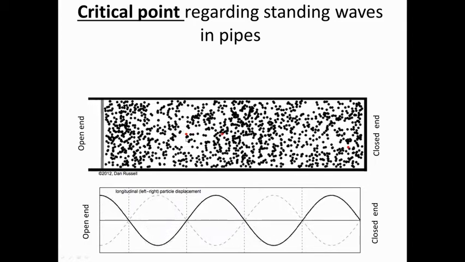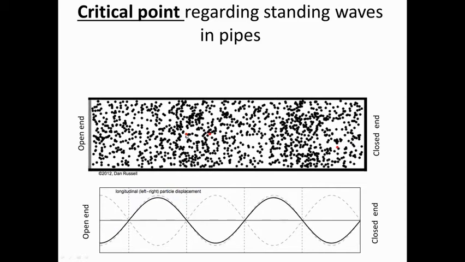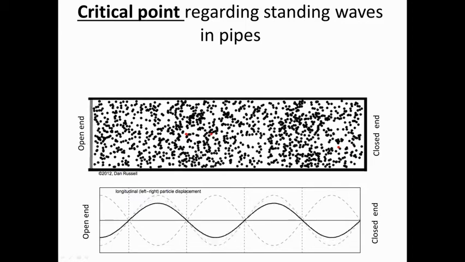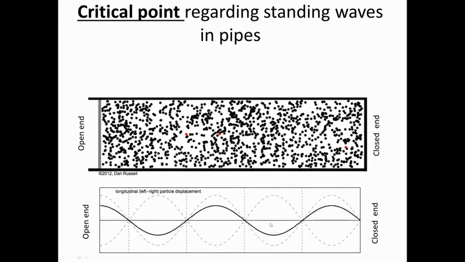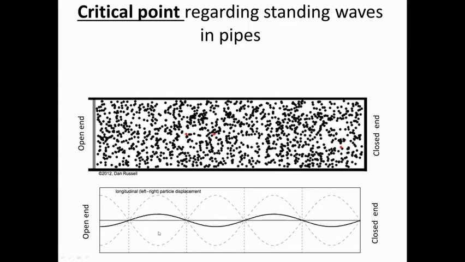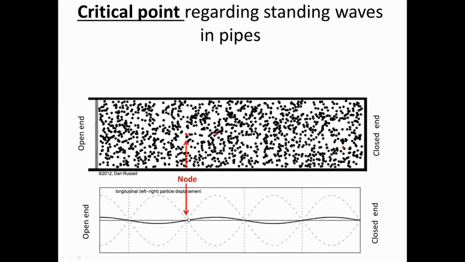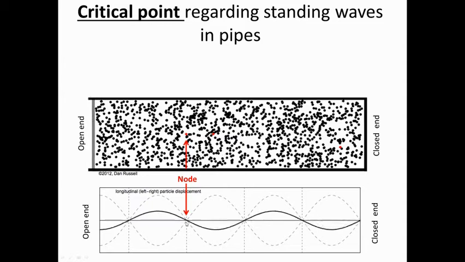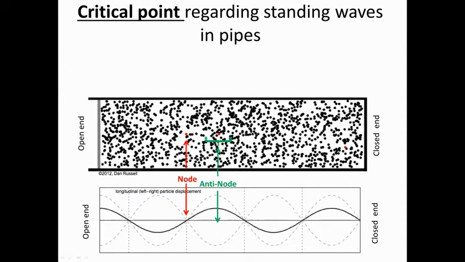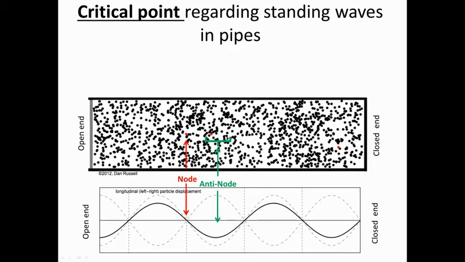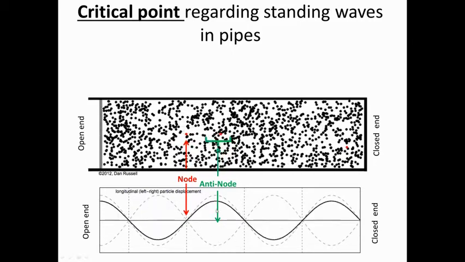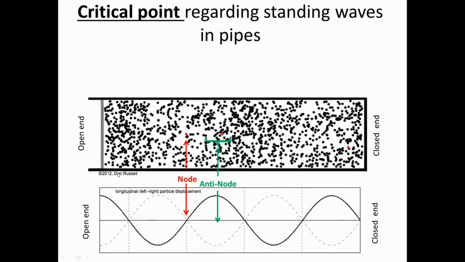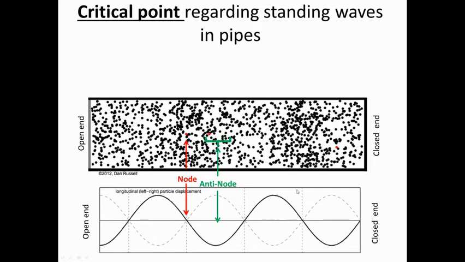We have a couple different points. This little red dot, you notice it's not moving, and this other red dot happens to be moving a lot. If we take a look down here, we see the exact same wave represented as a transverse wave, where right here at the node is the point of no movement, so you don't see the transverse wave moving at that spot. But over here, the air molecules are moving quite a bit, and we can represent that as an antinode, where you have a lot of movement. So again, you have waves coming in and waves reflecting back, but at certain frequencies they do set up these standing waves.